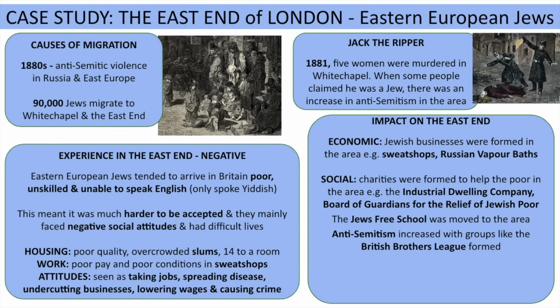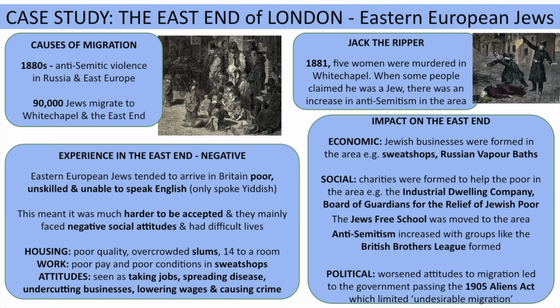However, we also see, because of this mass migration, because of so many people moving to one area at once, there is a sharp increase in anti-Semitism, as mentioned previously, with groups like the British Brothers League formed, and that means that there is also a political impact, because those negative attitudes led to the passing of the Aliens Act, which limited what they called undesirable migration. So it prevented anyone who had a disease, or anyone who had a criminal record, or anyone who couldn't prove they had a job opportunity or money, then not allowed to migrate into Britain after the Aliens Act.